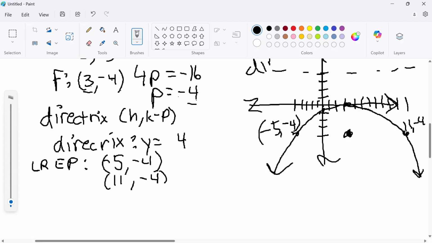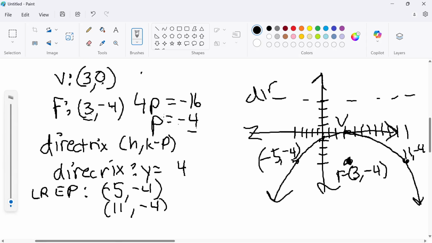This is the focus, which is 3, -4. This is the vertex, which is 3, 0. And this is the directrix, which is the line y equals 4. And I think that would be good enough for a sketch of this parabola.